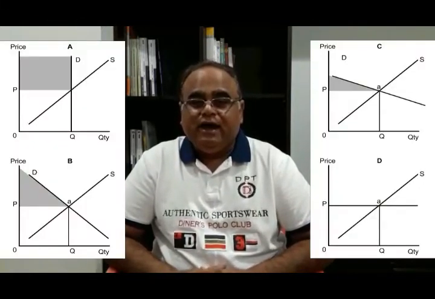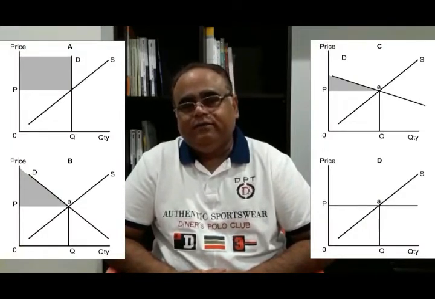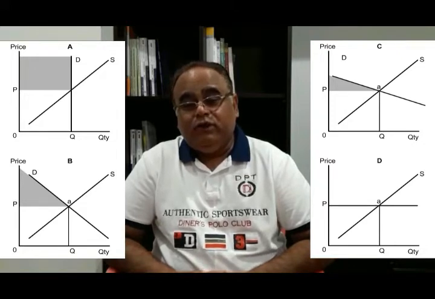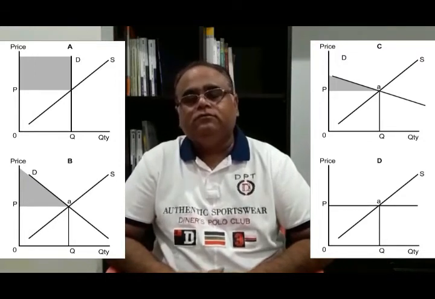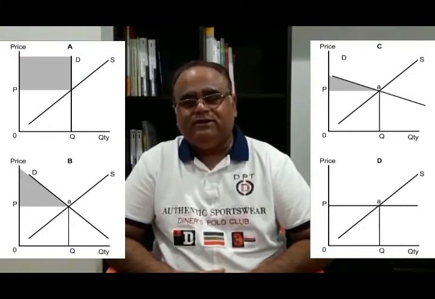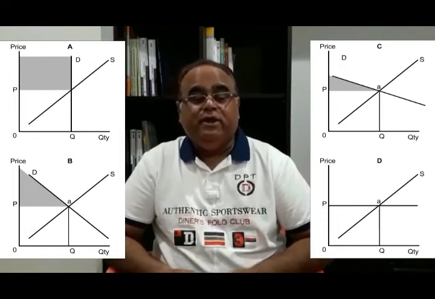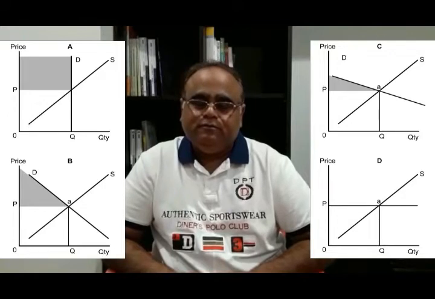In the first diagram, you can see that the demand curve is perfectly inelastic, right? When the demand curve is perfectly inelastic, it means that the consumer is ready to pay any price for the good. And when the consumer is ready to pay any price for the good, it means that the value derived by the consumer would always be above the price. So in that case, consumer surplus would be infinite.